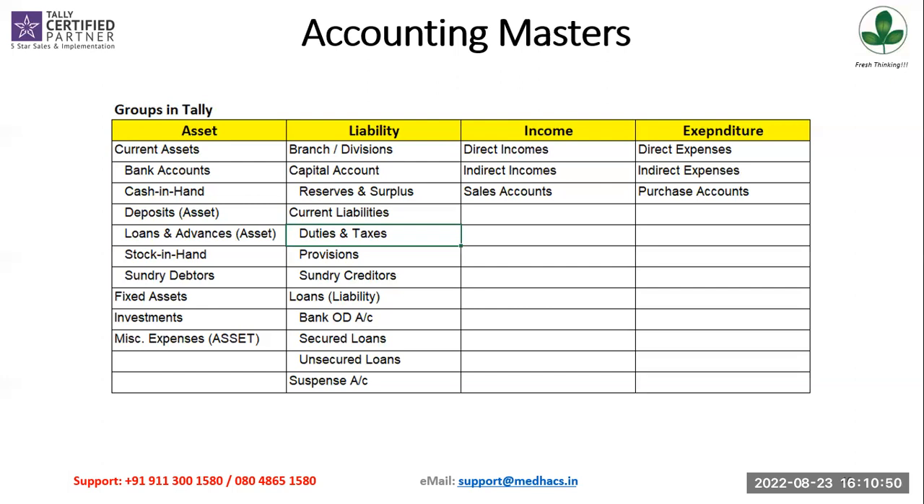Under income, you have direct incomes, indirect incomes, and sales account. And under expenditure, you have direct expenses, indirect expenses, and purchase accounts. Now, as a user, if you need to create any new groups or subgroups, you could just go and create them based on your business requirement. That is possible.